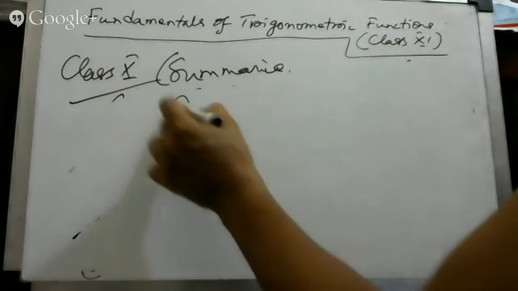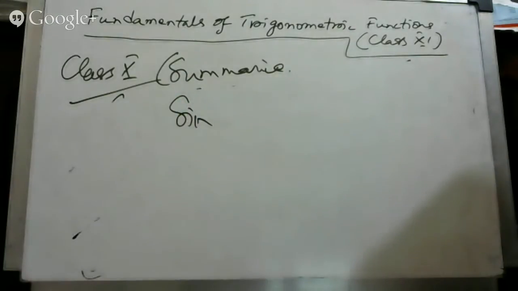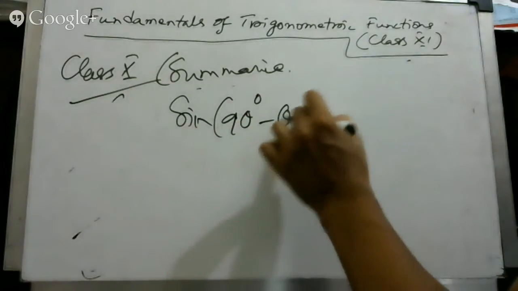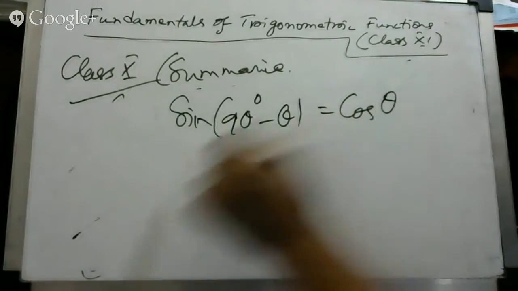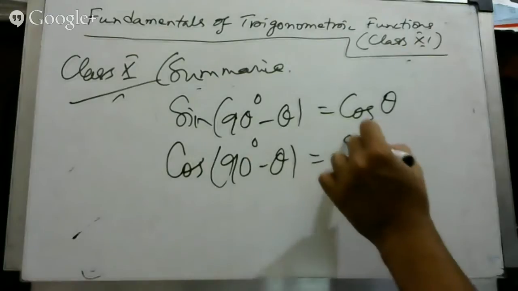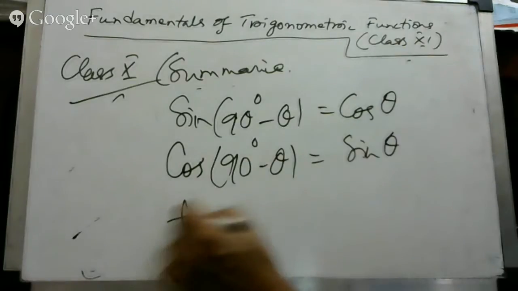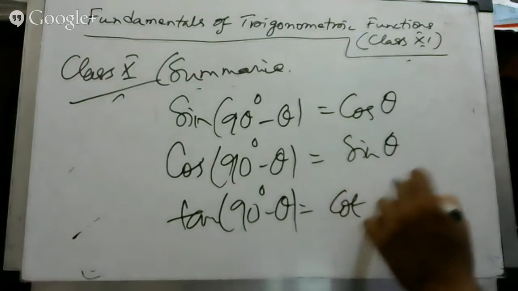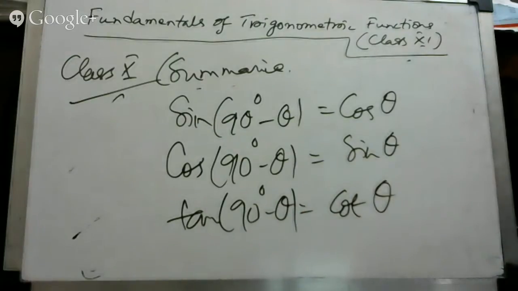And then finally we have sine of 90 degree minus theta is equal to cos theta, cos of 90 degree minus theta is equal to sine theta, tan of 90 degree minus theta is equal to cot theta. So this is all we covered in class 10 and the corresponding proofs.